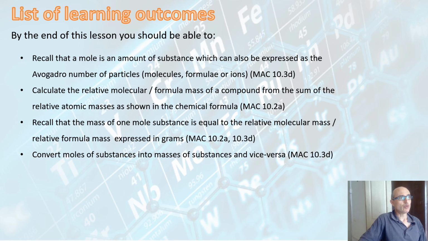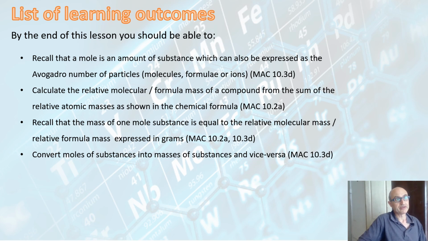Throughout this lesson, you will learn these 4 principal learning outcomes. The first one is that you will know for sure that a mole is all about an amount of any substance. When we say a mole, we are referring mainly to the Avogadro number of particles. So if I say I have a mole of magnesium atoms, it means I have 6.02 times 10 to the 23 atoms of magnesium. It's a collective quantity.